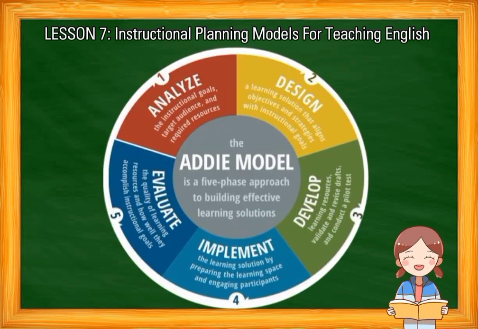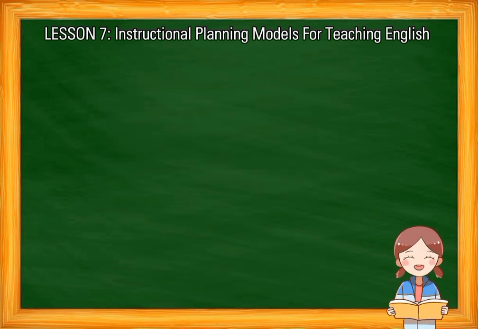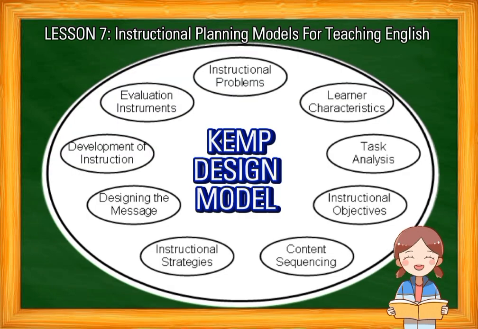The first is the ADDIE model. The ADDIE model consists of 5 stages: analysis, design, development, implementation, and evaluation. This model helps teachers assess learners' needs, design appropriate instruction, develop materials, implement the plan, and evaluate the effectiveness of the learning experience.